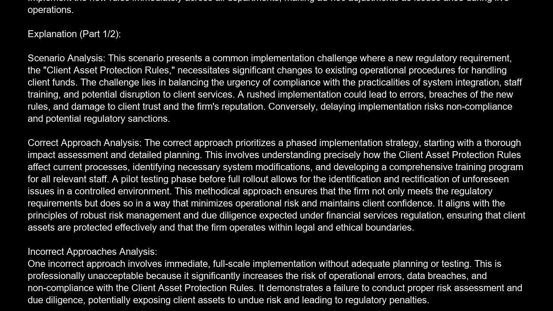The correct answer is B. Implement the new rules immediately across all departments, making ad hoc adjustments as issues arise during live operations.